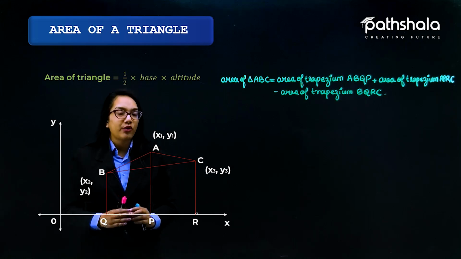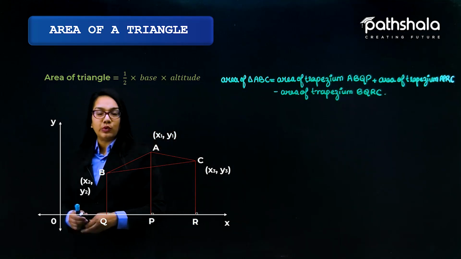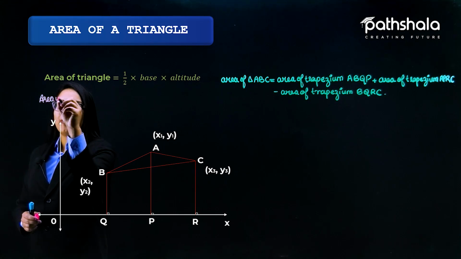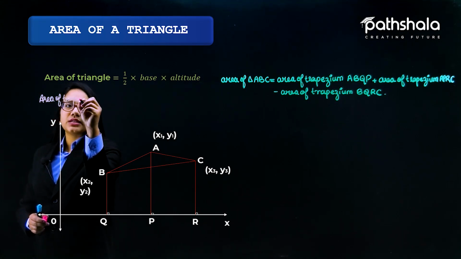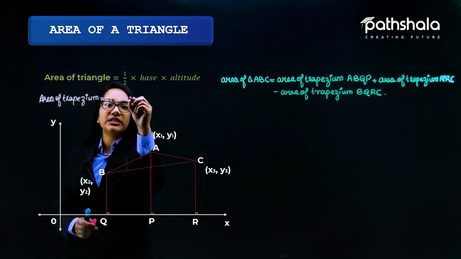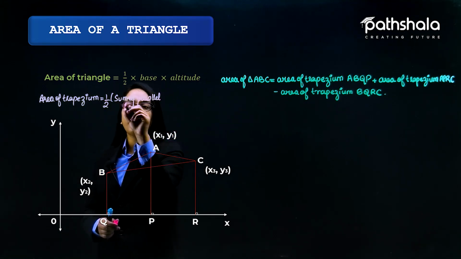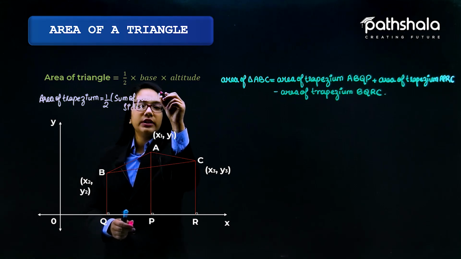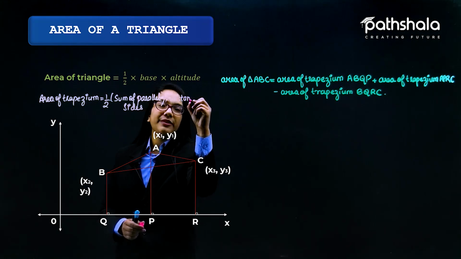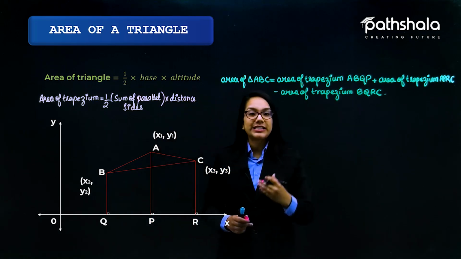So let's find the area of the triangle using the area of the trapezium. Before that, we know the formula for the area of a trapezium. The area of a trapezium is equal to half into the sum of parallel sides into the distance between them.